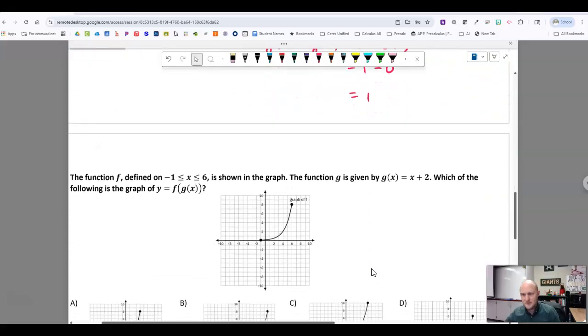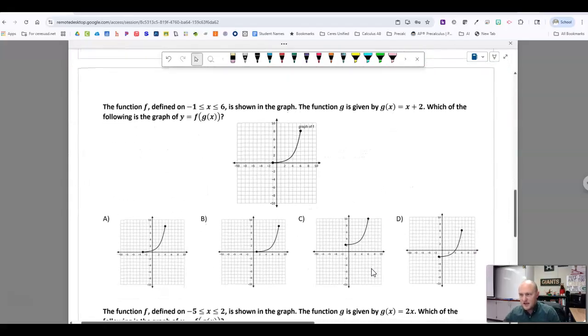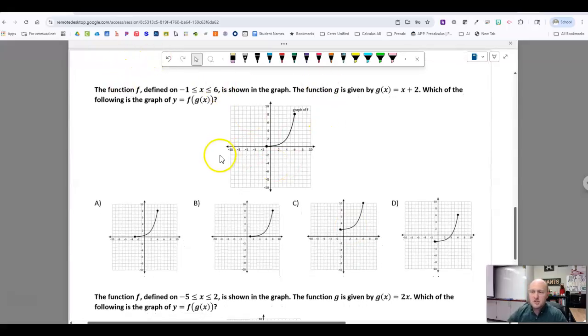Hopefully you got it. All right, let's go ahead and look at composition involving graphs. The function f defined on -1 to 6 is shown to the right. The function g is given by g of x equals x plus 2. Which of the following is the graph of y equals f of g of x? So here's my graph of f. This is f of x as it is labeled here. And they want to know what is y equals f of g of x.